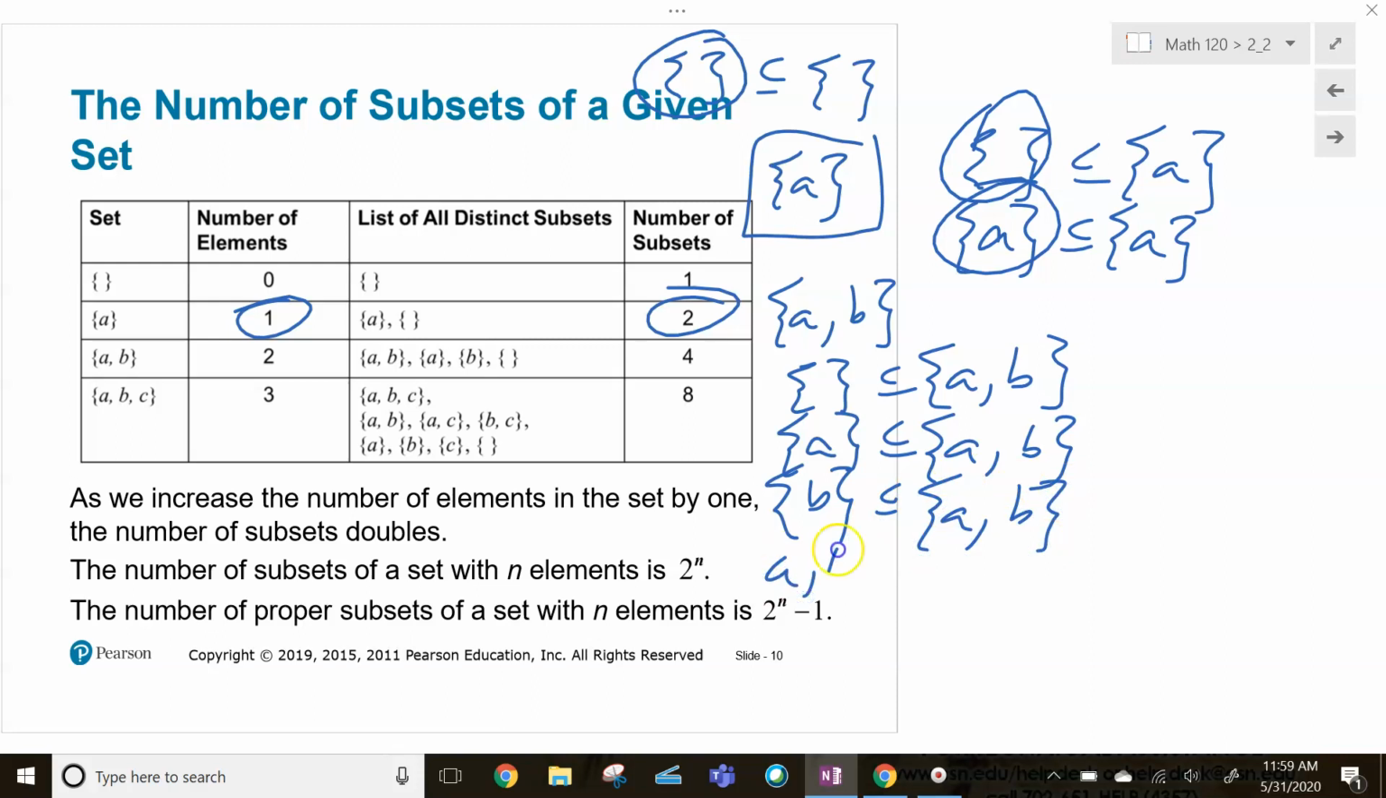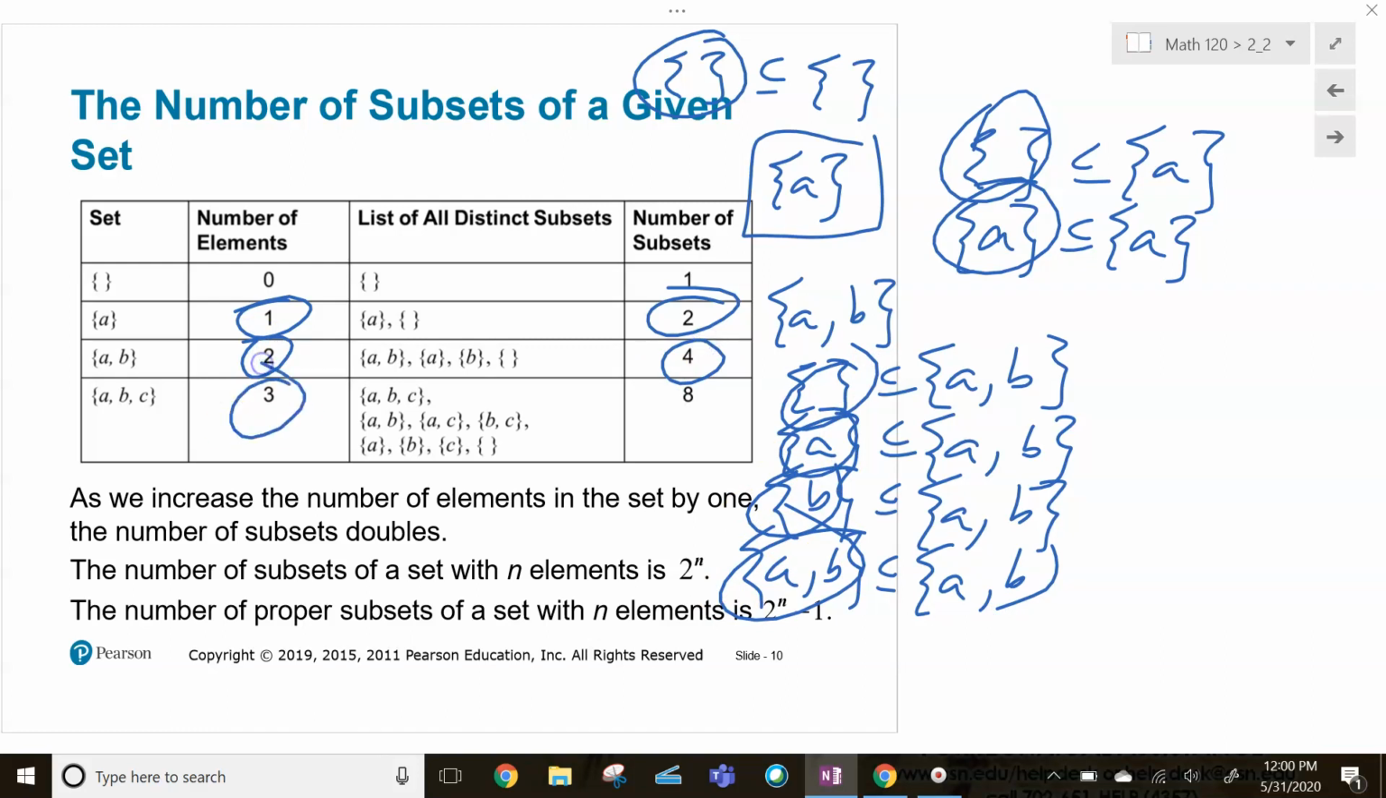And the set that's itself, AB, would be a subset. It looks like there's one, two, three, four, right? So if I have two elements, four subsets. And then you could do the same thing if you have three elements, right? And I list them all right here.